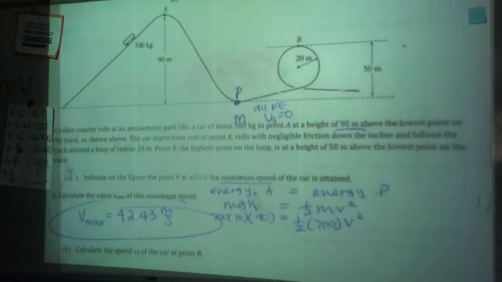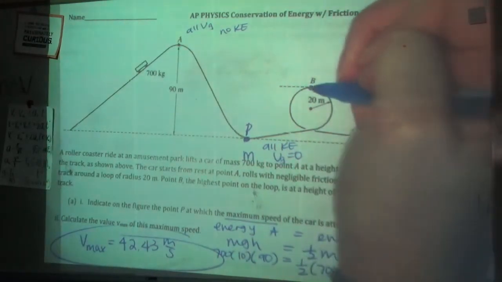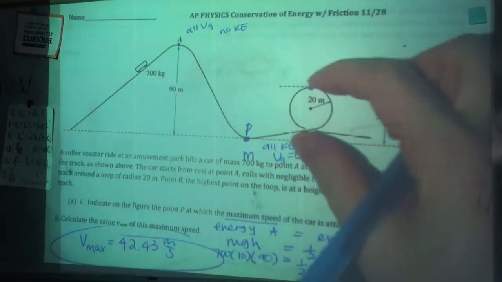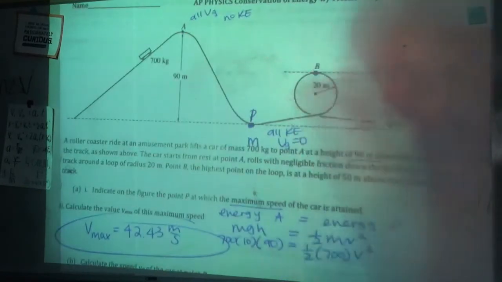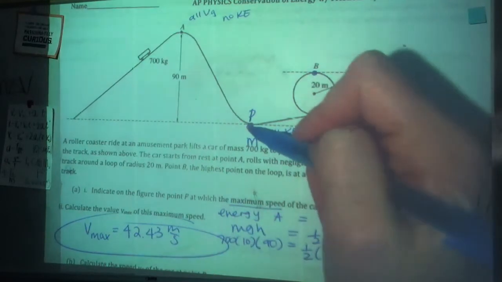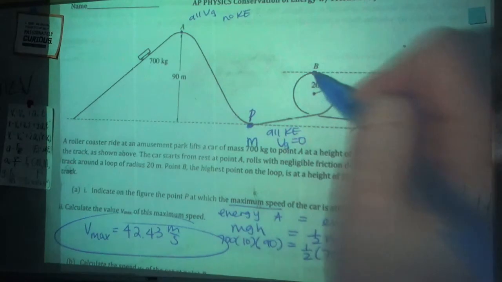Now calculating the speed of the car at B. First you should be asking yourself, is this going to be faster or slower than this one? You should have said slower, because now part of the energy is in potential energy. So it's sharing its energy, part kinetic, part potential. Where it was all kinetic, that would be the fastest. It's going to slow down because some of that kinetic is going to go to potential here.